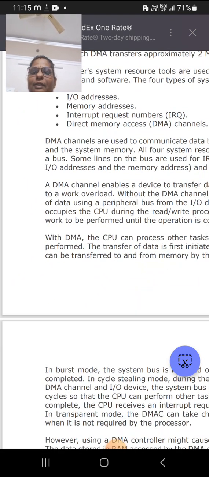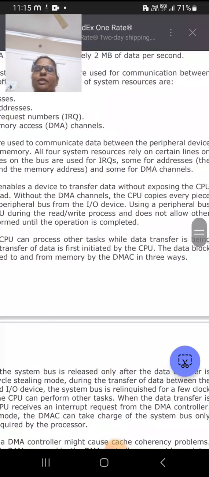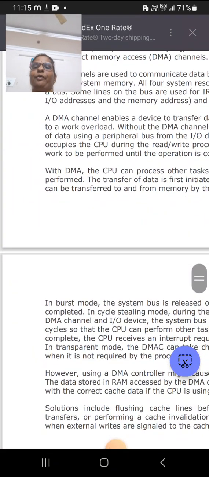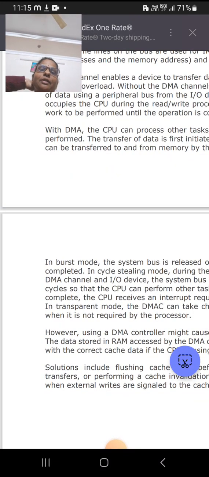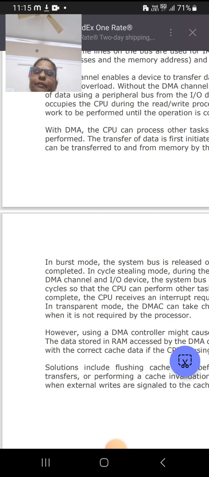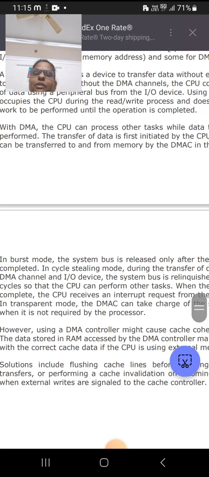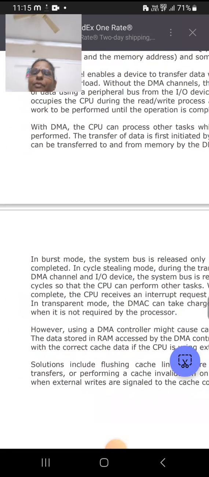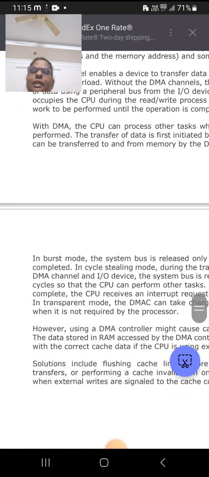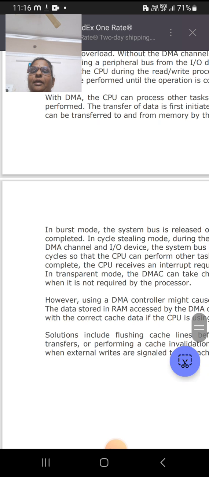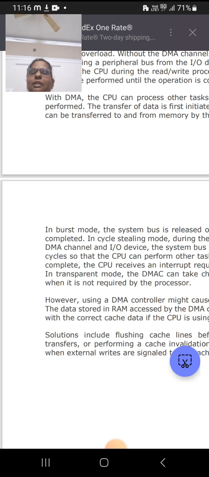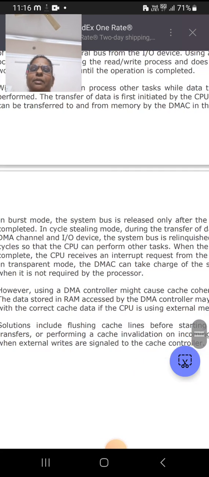So the CPU is processing other tasks while data transfers are performed, and the data transfer is initiated by the CPU, and a data block can be transferred from the memory. In burst mode, the system bus is released after the transfer is completed. The cycle stealing mode is during the transition of the data, and it lets the others complete their cycles and receive the interrupt signals.